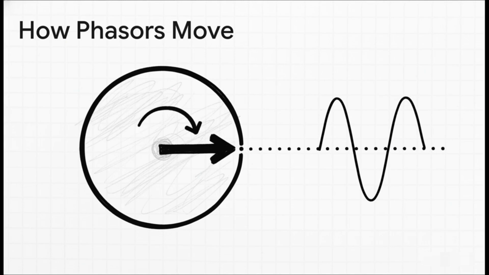Always. Every single phasor is spinning at a steady speed, kind of like a record on a turntable. And just so every engineer is on the same page, the rule is they always spin counterclockwise. One complete 360-degree rotation of that phasor gives you one full up and down cycle of the sine wave.